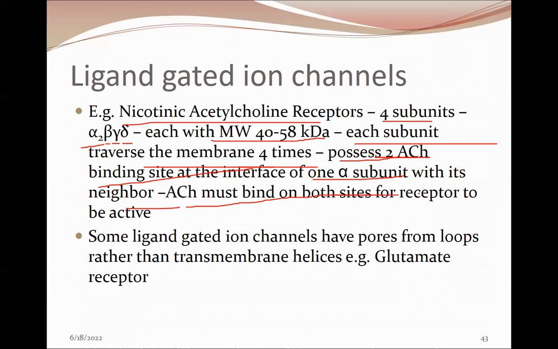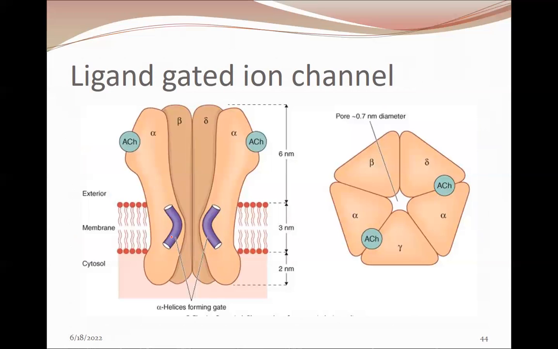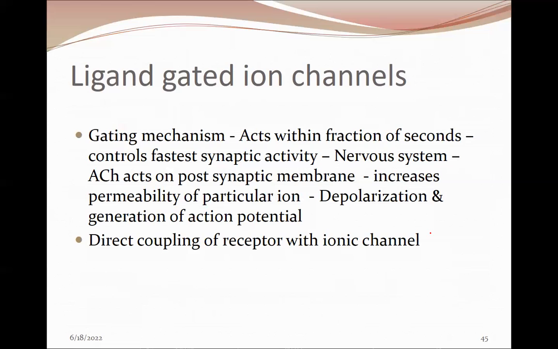So acetylcholine must bind to both these sites of the receptor so that it can be activated. Some ligand-gated ion channels have loops rather than transmembrane helices, such as the glutamate receptor. So this is the ligand-gated channel. We were talking about 5 subunits, 2 alpha, 1 gamma, 1 delta, and 1 beta. You could see the acetylcholine binding at the alpha subunit and its neighbor, and acetylcholine should bind to both these sites together to have an activation. This activation takes place within a fraction of a second, and that is known as the gating mechanism.